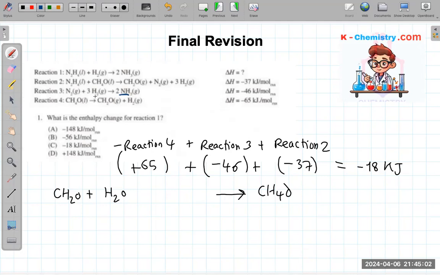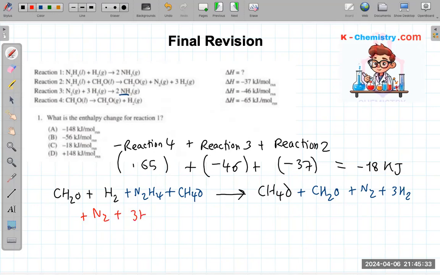CH2O plus H2 gives us CH4O. The second one is CH4O and CH2O and H2. This is H2, not H2O. The second one is reaction number 2, which is N2H4 plus CH4O, and here NH3, CH2O, plus N2 plus 3H2. The last one here is N2 plus 3H2 giving 2NH3.